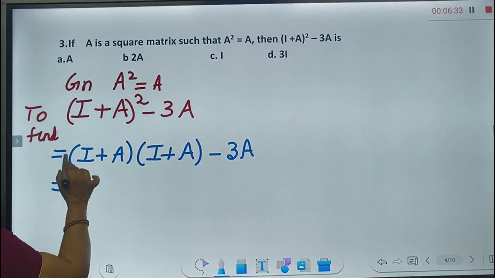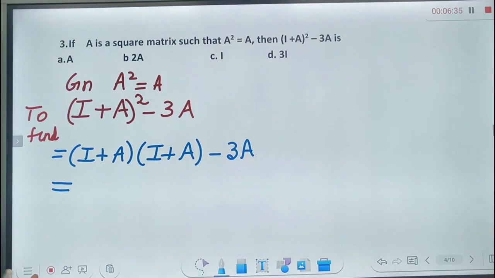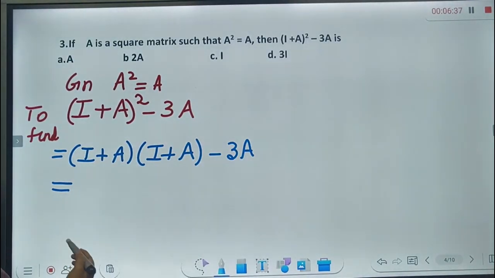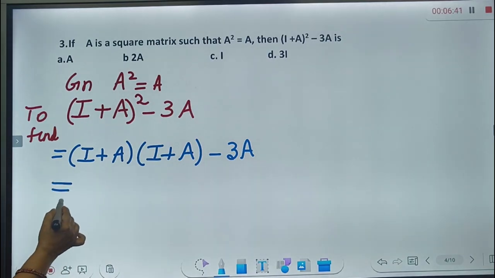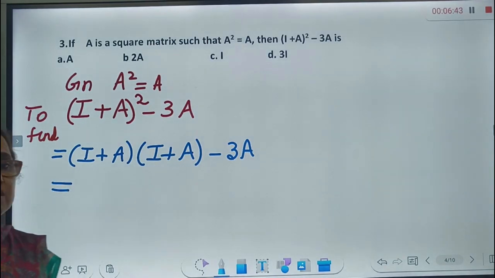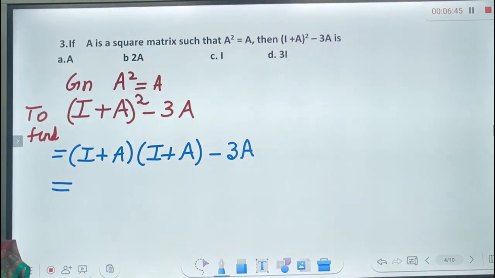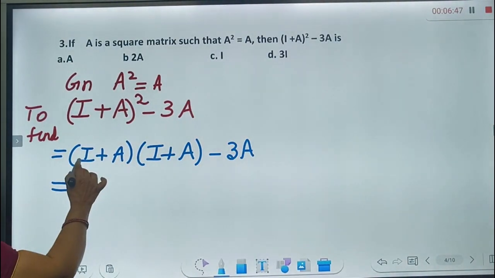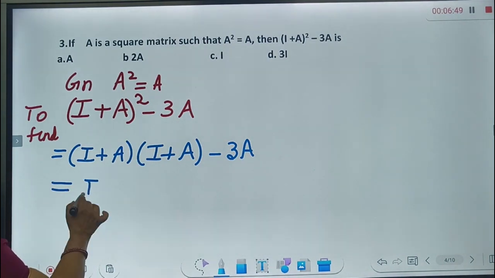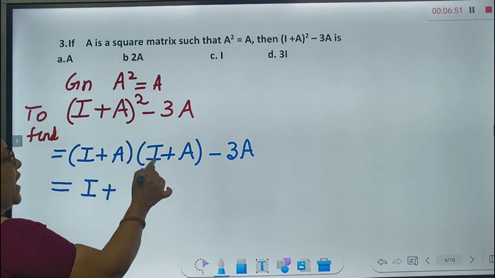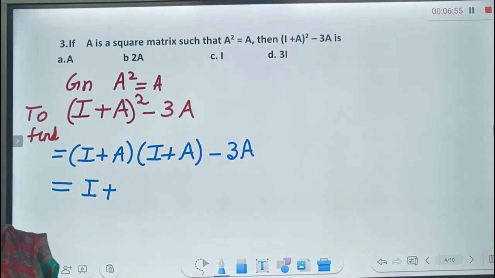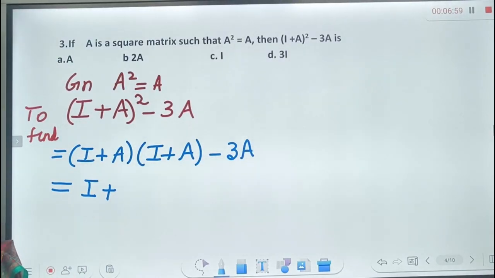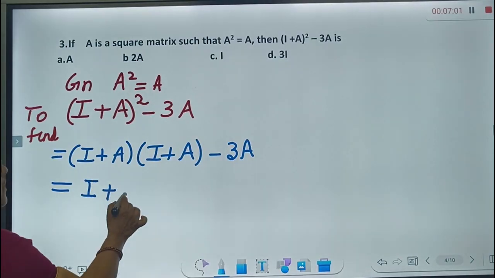Here we have to use the properties of matrices. So I into I is I square. Any matrix you multiply with I, which is called the identity matrix, you get back the same thing. So I square is I. AI, any matrix you multiply with I, it is like the role of the number 1 in the number system. So you multiply any matrix with identity matrix, you get back the same matrix. So AI is A.